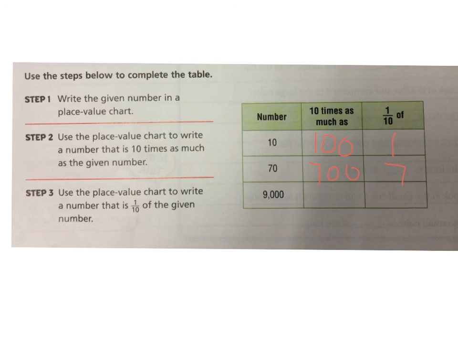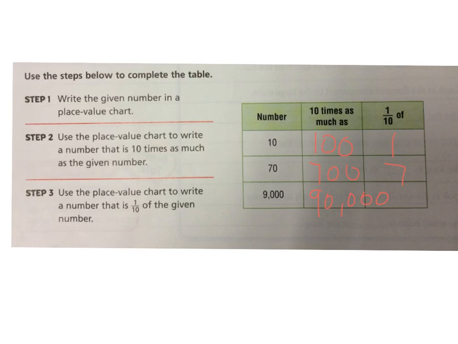What number is 10 times as much as 9,000? Ashi? 90,000. Yep. Hey, since we're doing 10 times as much, how many extra zeros are we adding each time to find 10 times as much? Show me with your fingers. Because 10 has how many zeros? So to find something that's 10 times larger, we're adding how many zeros? 1. Okay. What number is 1/10 of 9,000?